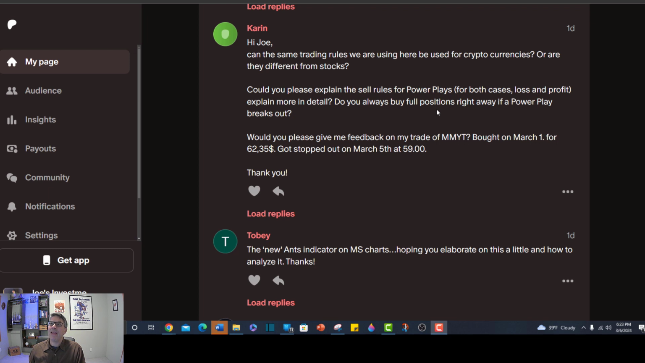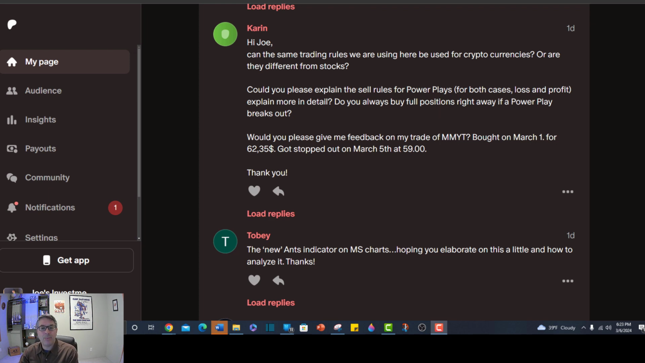If on the other hand, I watch 5 power plays and 2 of them break out and extend, but 2 of them squat and pull back into the pattern, and 1 of them squats, reverses, and blows out the bottom of the pattern, then I'm probably just going to put on a third or a half position, then put on the other piece the next day if it starts to extend, or at the end of the day if it finishes strong, etc.